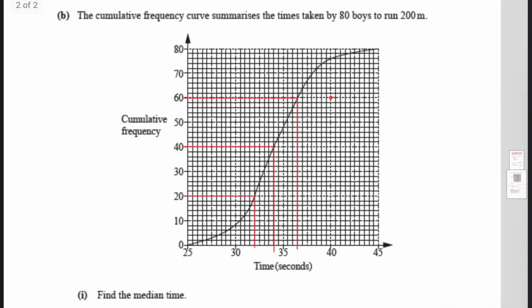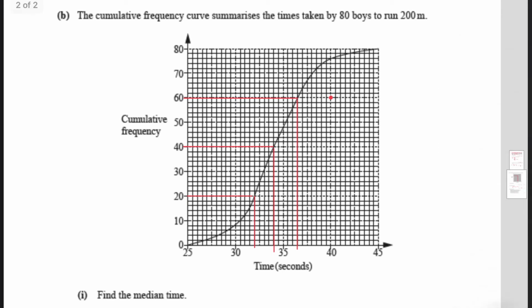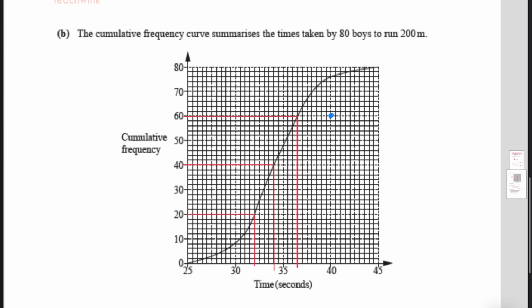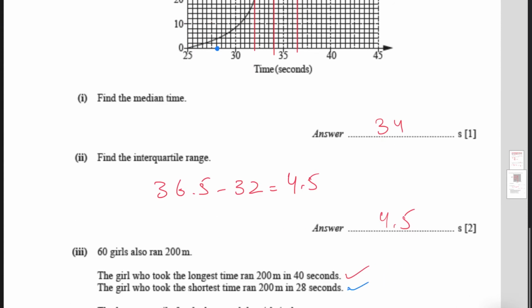Let's do this in blue so that we can differentiate it. So you put a point over here. I hope this is visible. And the next thing is, the girl who took the shortest time ran 200 meters in 28 seconds. That means the shortest time would be at the x-axis, which is 26, 27, 28. It is going to be right here. Okay, so the cumulative frequency curve would be between these 2 points.